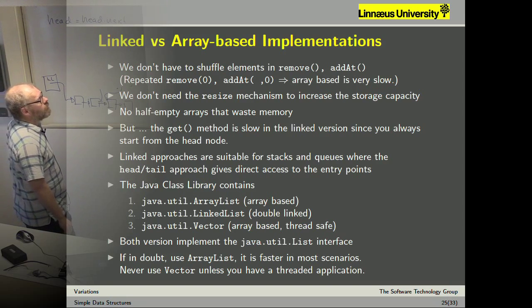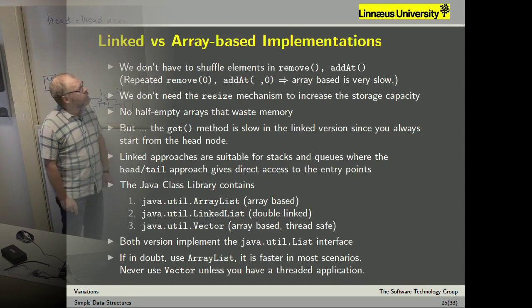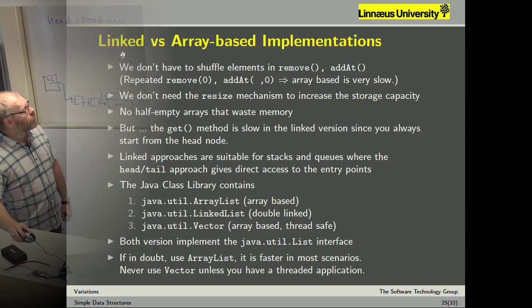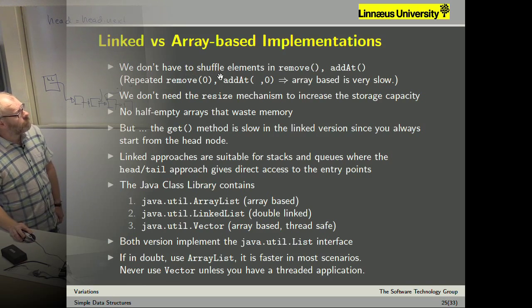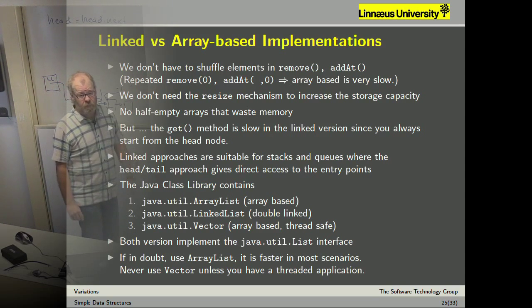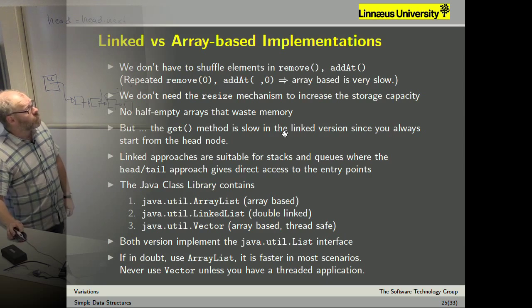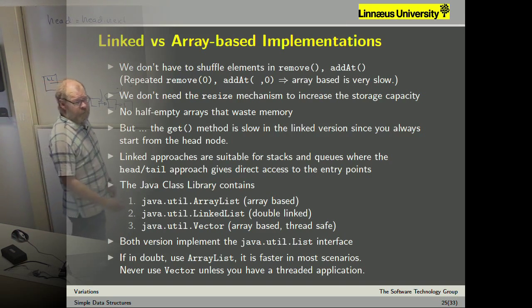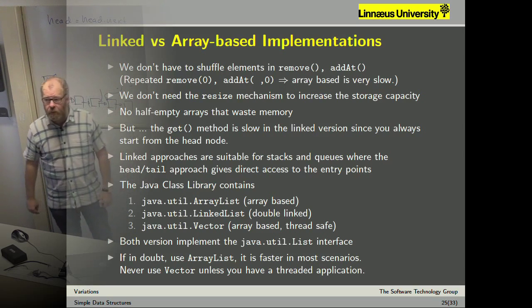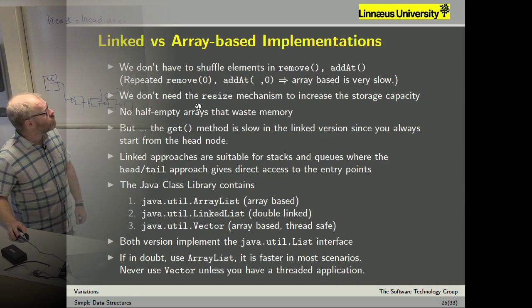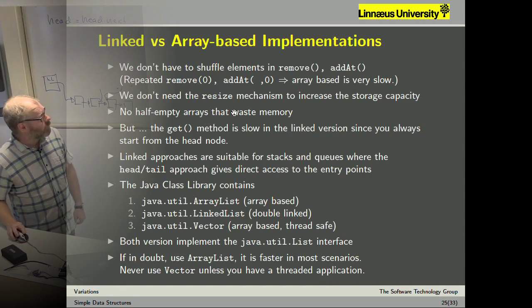So we have presented two ways of implementing a list. We have the linked approach and the array-based approach. The advantage with the linked approach is that we don't have to shuffle elements in remove and add. We simply bypass them in this case. We don't need the resizing mechanism. We don't have any memory waste. We always have exactly the same number of nodes as we have elements. So no half-empty arrays that waste memory.